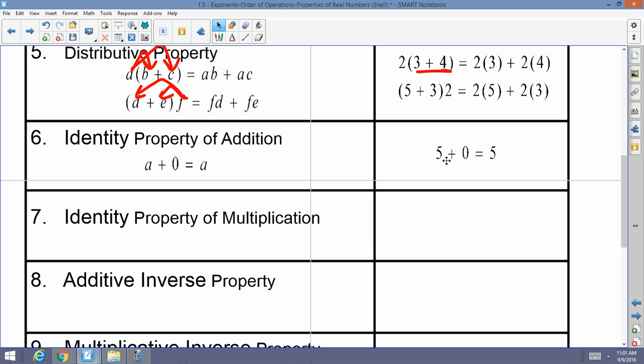What's the identity property of multiplication? Well, again, we've got that key word again, identity. Think of looking at yourself in the mirror. So what number would I multiply to any number to get itself? Hopefully you're thinking of 1, because A times 1 equals A. For example, 5 times 1 equals 5. Okay, that's the identity property.